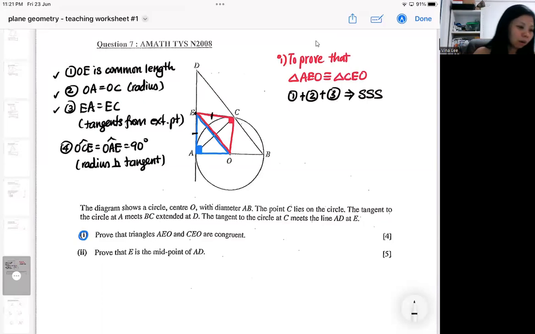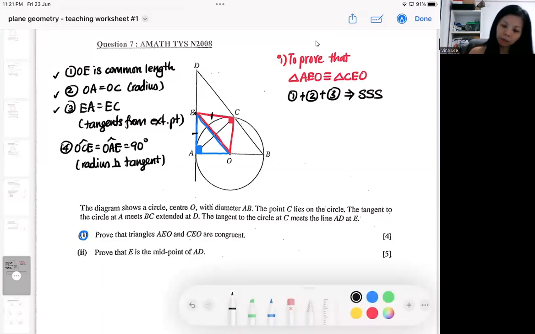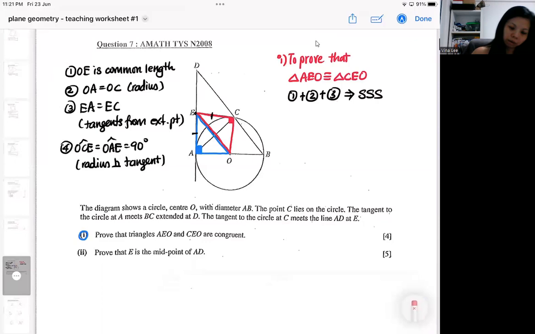Another one will be, some people may be thinking, oh, what if I don't use this? What if I decide to use the radius?